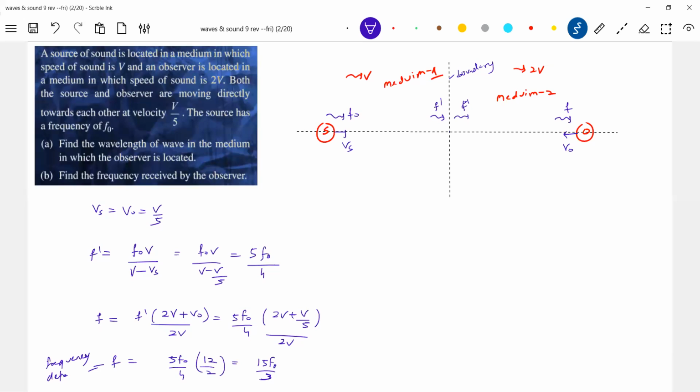So that is 11 by 8, sir. 11 will come. In the bracket, it will be 11 by 10, sir. 11 by 8. Okay, yeah, calculation. The frequency detected by the observer. Okay, let's go for the wavelength. How to get the wavelength?